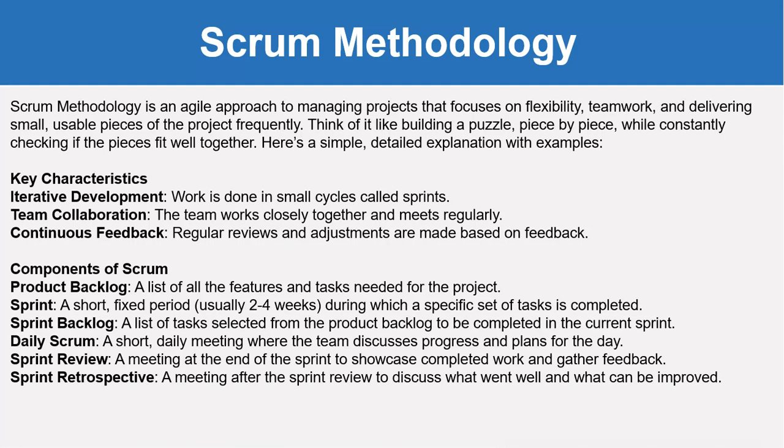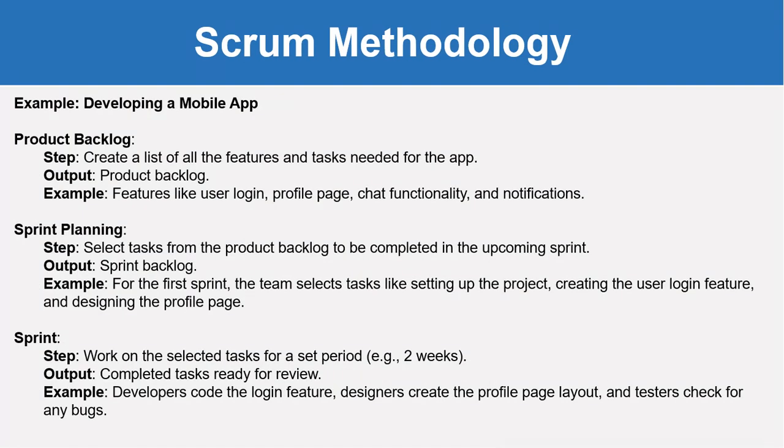Then sprint review is basically a meeting at the end of the sprint to showcase completed work and gather feedback. Sprint retrospective is a meeting after the sprint review to discuss what went well and what can be improved. In that case, for example, just take an example that you are developing a mobile application.